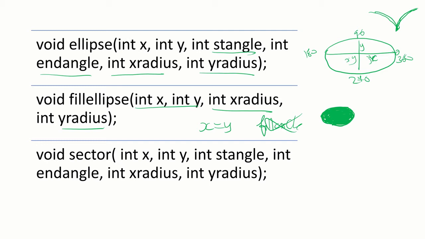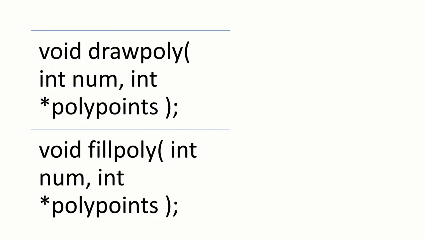The next one is sector. Sector is a part of an ellipse. So if you want to generate a part of an ellipse, you can mention the start angle and the end angle, and you can just get the part of an ellipse, that you can call a sector. This is a sector.